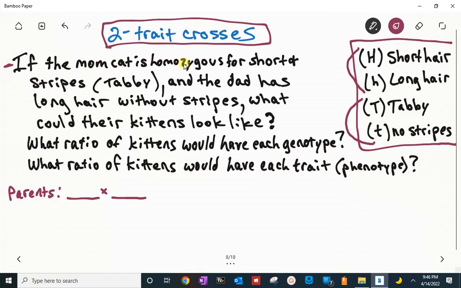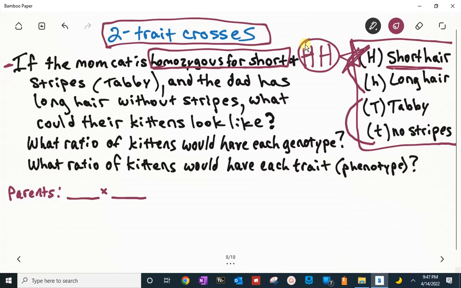If the mom cat is homozygous for short, so what does that mean? Homozygous for short. So she's going to have short hair, which is capital H, and it's homozygous. So it's going to be the same. She's going to have two of the same types of alleles for this gene. Double capital H.